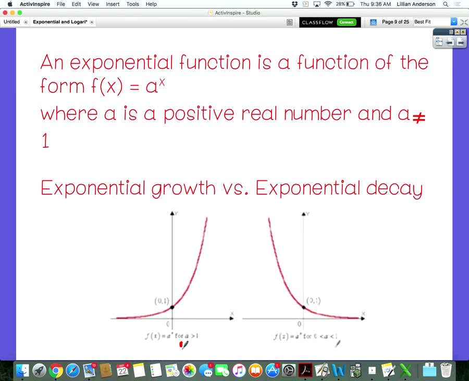And one feature you should notice is that if a is greater than 1, it's a growth, and if a is in between 0 and 1, then it's a decay. So you should have a general idea that when a is a whole number, like 3, 4, it's going to be a growth problem. But when a is a fraction less than 1, like 1/2 or 2/3, it's going to be a decay function. Okay?